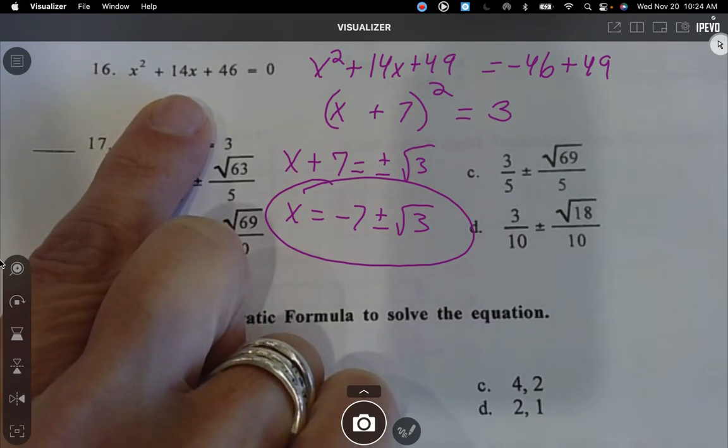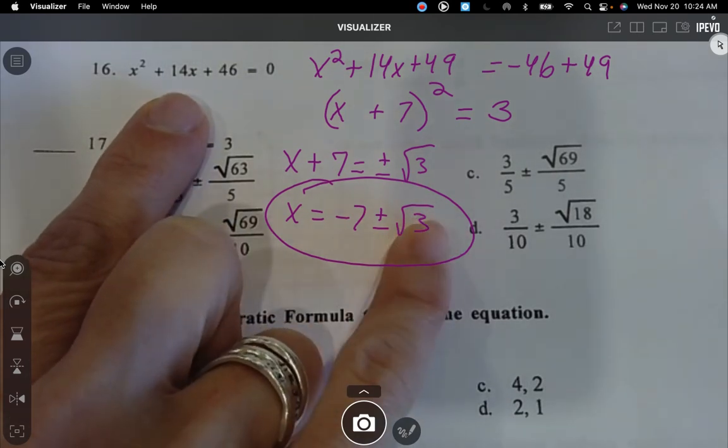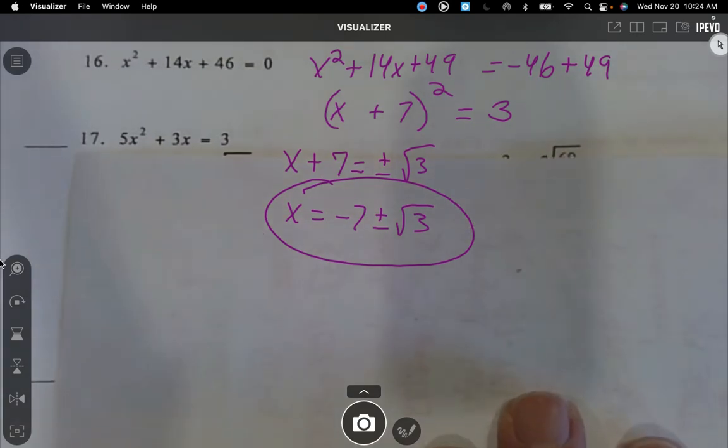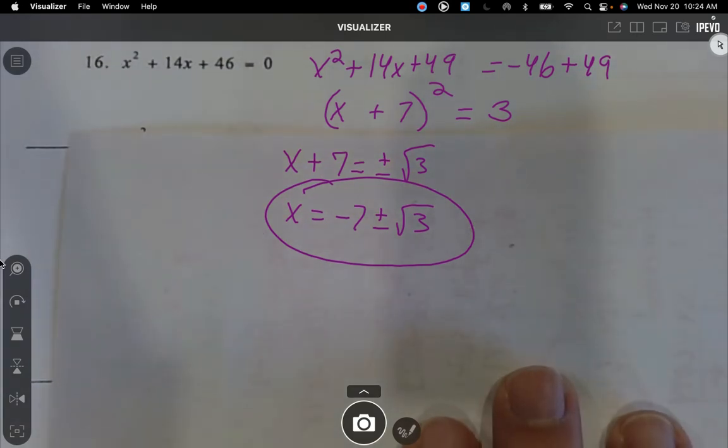What's going to be underneath what? This? All right. So that's just your answer. Negative 7 plus or minus the square root of 3. They're going to write it just like that. So it should just go like this one tomorrow.